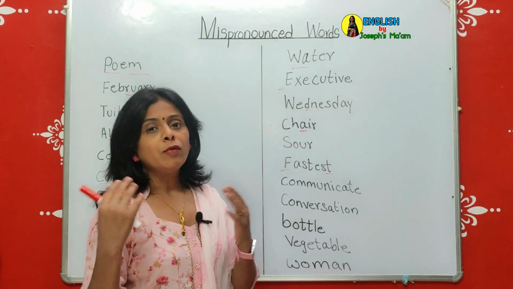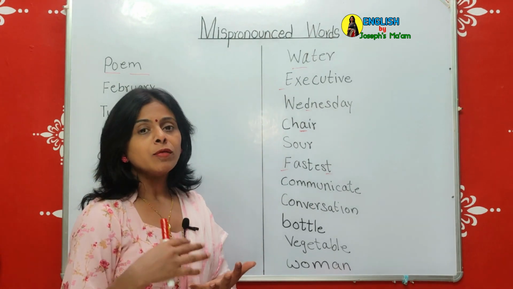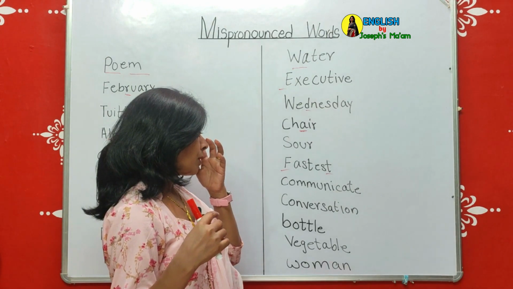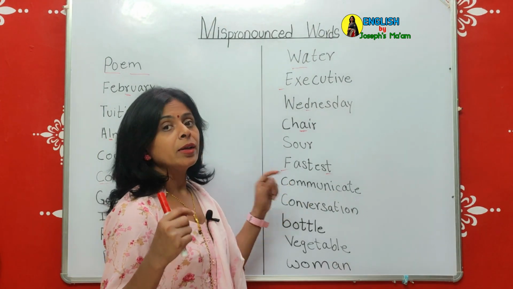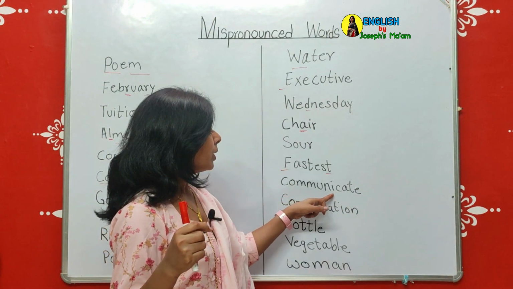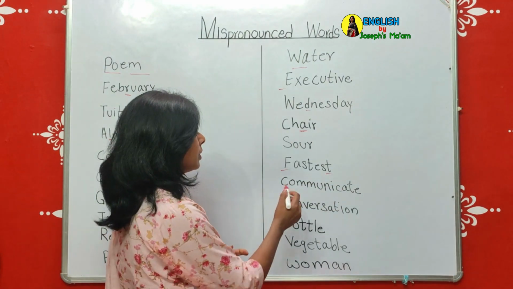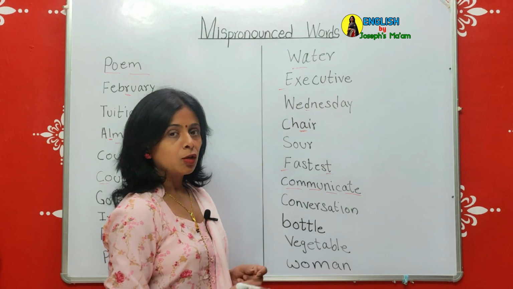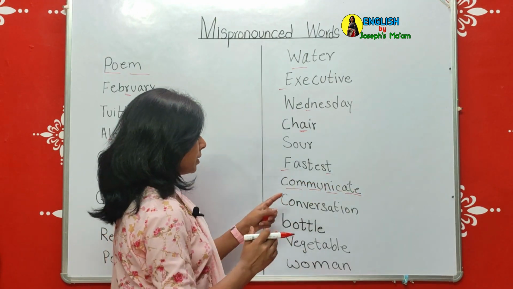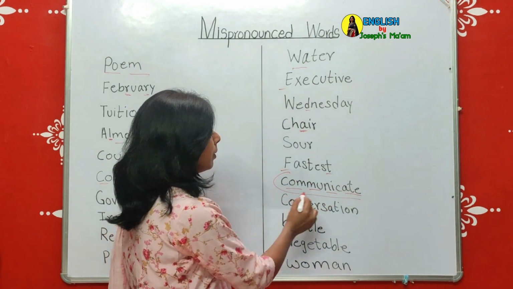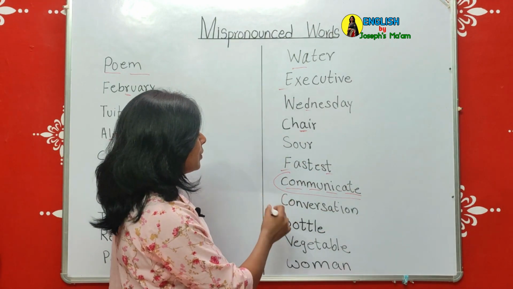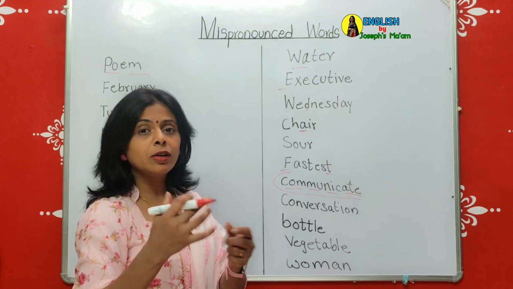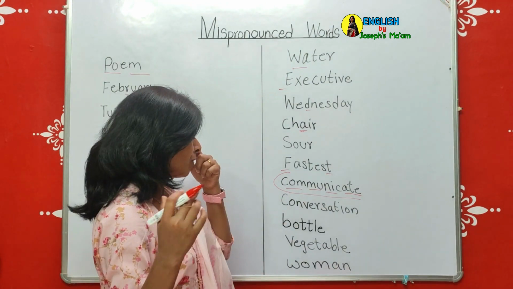The next word that we use in day-to-day life to communicate with your friends is communicate. You break the word and say it in full form: communicate. Next we come to the word conversation, which day to day we do in a family and with friends.